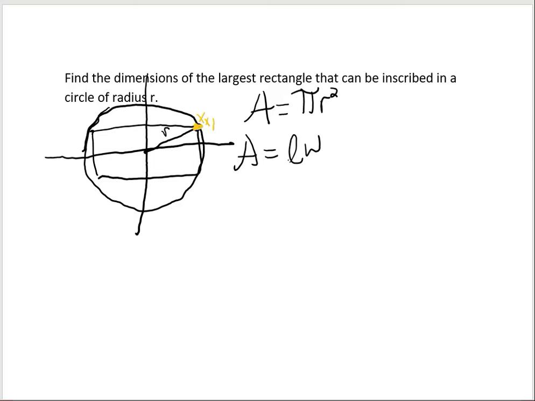Then my length will be 2 times the y. Right, because you have this vertical distance and this vertical distance. And there's still the radius going to this corner, so that's the same. It's just negative y, x comma negative y. So our length is 2 times y. What about our width? Well, the same thing goes. You have this length and this one. So our width is 2 times x.